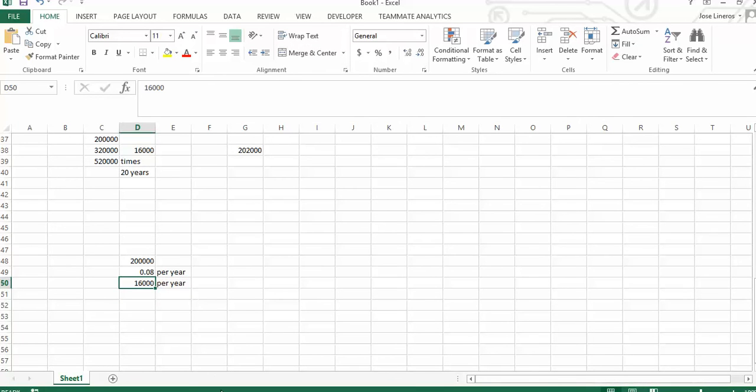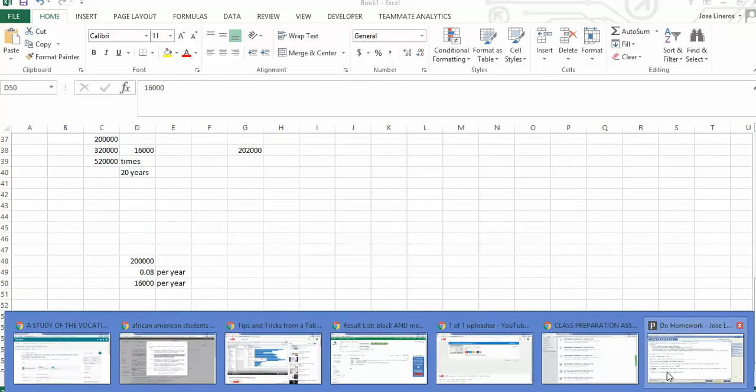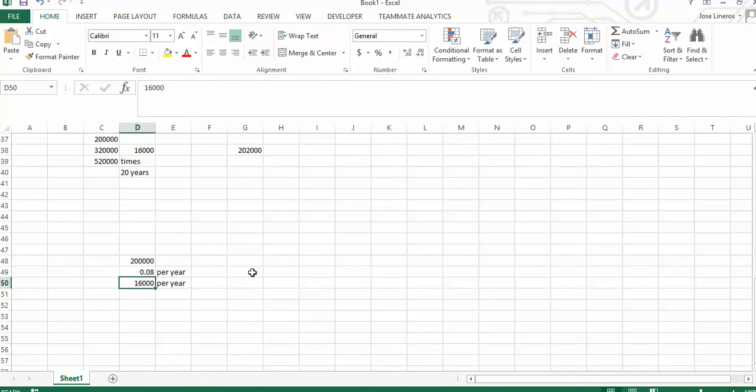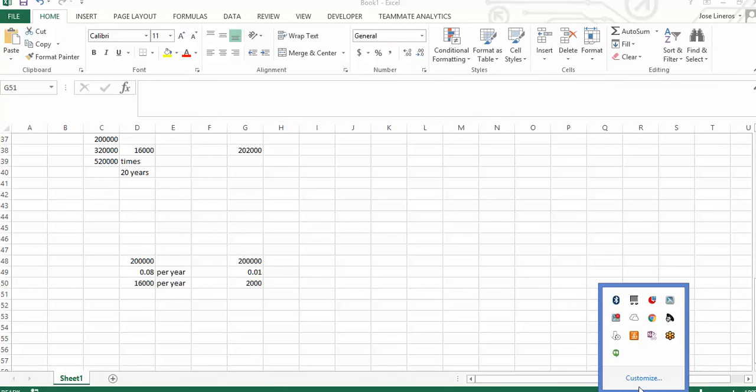But we also know that when we issued this, we issued it at over 100%. We issued it at 0.01 more. So the easiest way to do this is take 200,000 and multiply it by 0.01. That's the excess over 100. It's not 100, it's 101. It's not 1.00, it's 1.01. So come over here and take 0.01, and you're going to multiply that by 200,000. And that's going to give you $2,000.